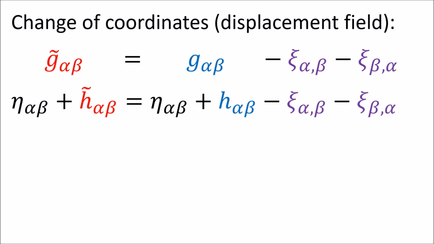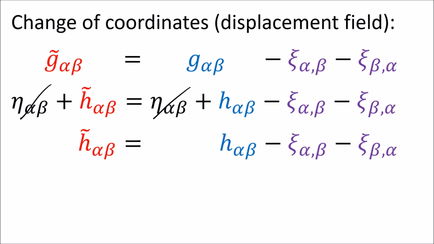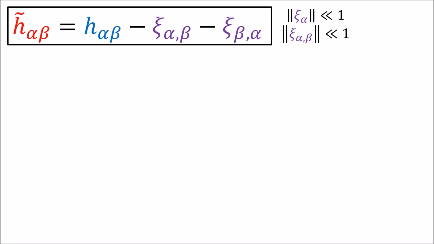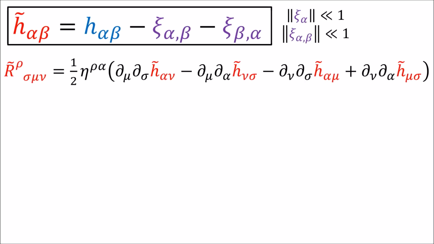If we take both metrics to be the flat eta metric plus a small perturbation h, we can cancel the etas and see that the h perturbations transform in the exact same way as g. As an aside, we can use the change of coordinates formula for the components of h to determine a change of coordinates formula for the components of the Riemann curvature tensor in linearized gravity.